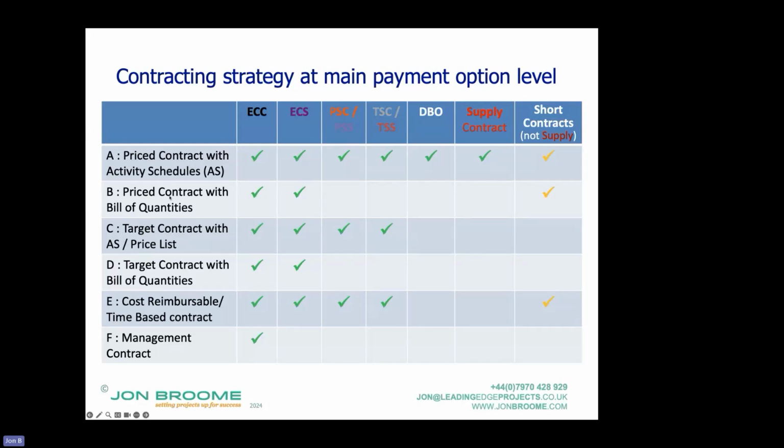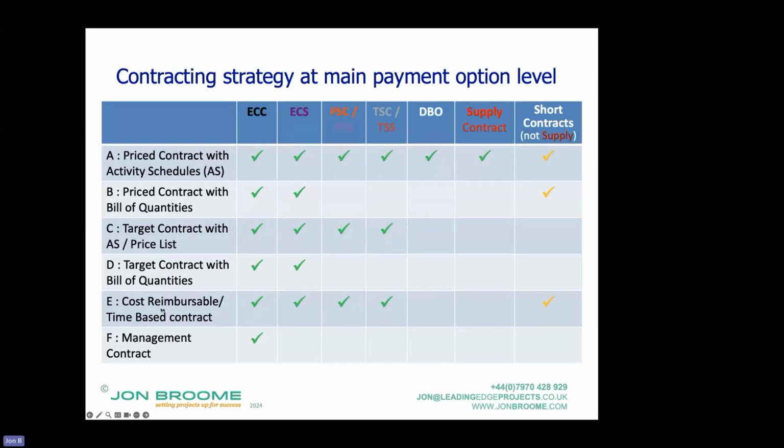The price contract with bills of quantities is actually not quite true. Strictly speaking, it's a price contract with lump sums and bills of quantities. So the contractor is paid, if they specify it, a lump sum per proportion completed and then quantity times rate.